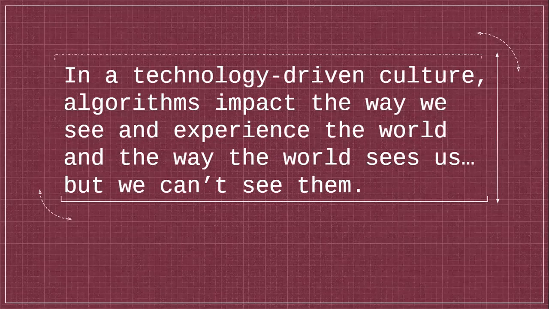So this is the argument I'm making, and this is what I'm going to be trying to prove to you throughout this presentation. In a technology-driven culture, algorithms impact the way we see and experience the world and the way the world sees us, but we can't see them. For the most part, when we talk about technology, these algorithms are proprietary. They're black box technologies in the sense that we can see our inputs and we can see outputs, but we can't tell what's happening in between. There's some sort of magic happening in there. And it's usually, again, proprietary. So we aren't really able to see how the algorithm is working, except based on our experience of inputs and outputs.